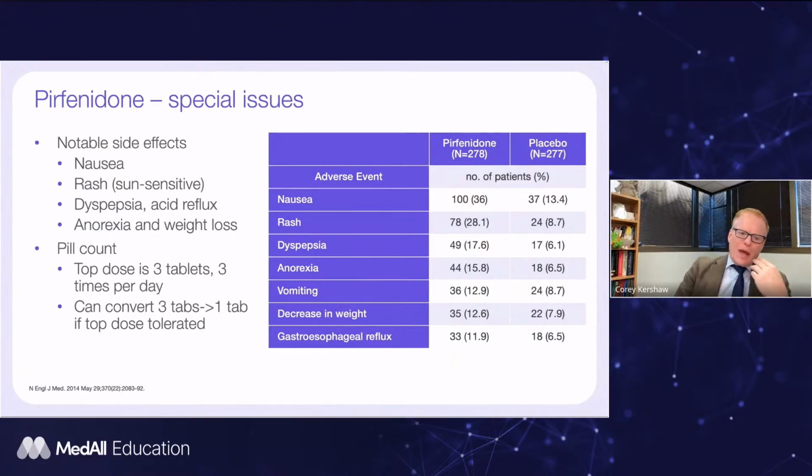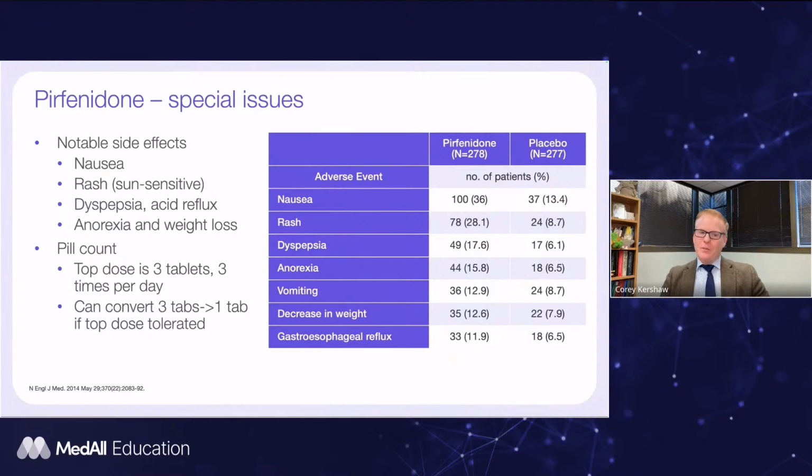So you have to tell patients that you prescribe pirfenidone to, they have got to cover all their skin when they go outside. That includes sunscreen, covering exposed skin with sleeves, pants, etc., because a sun-sensitive rash is very common. As you can see here, and this is the original pirfenidone study, 28% of the patients had a rash versus only 8.7% of patients not taking pirfenidone.